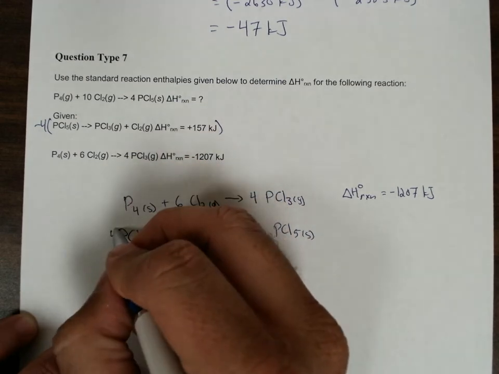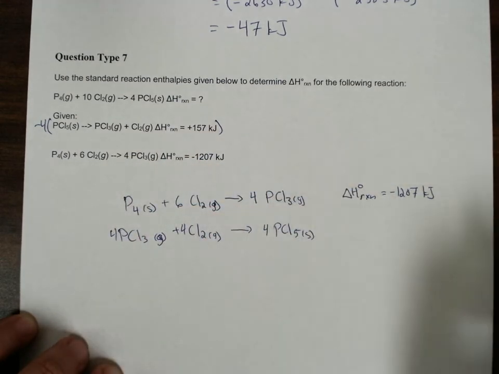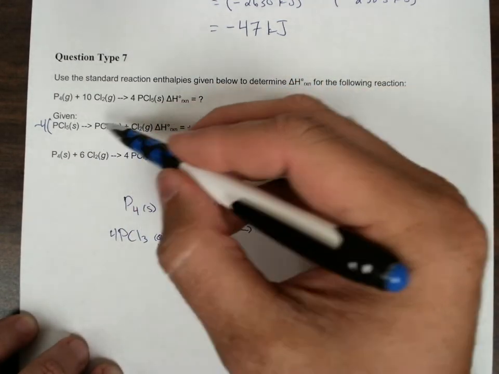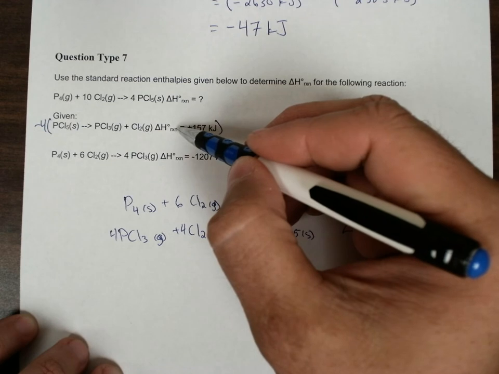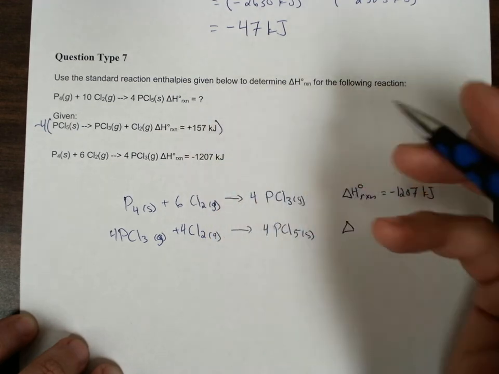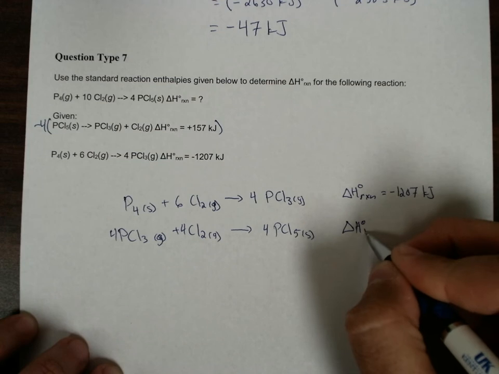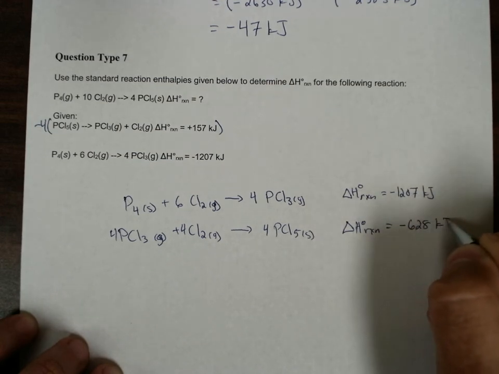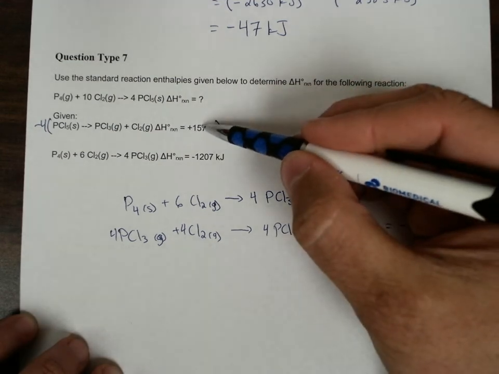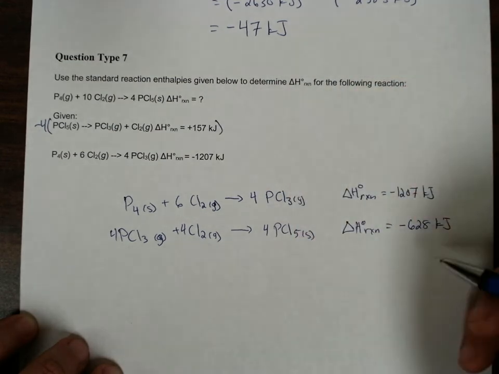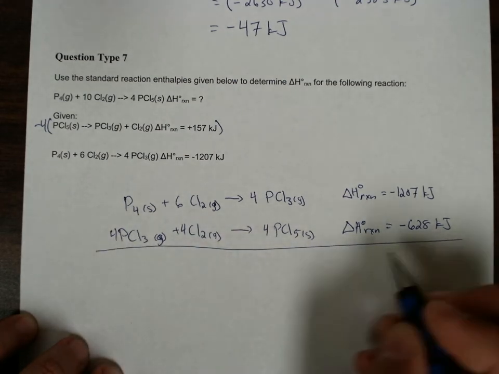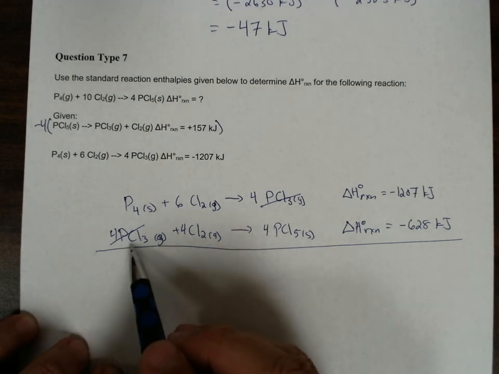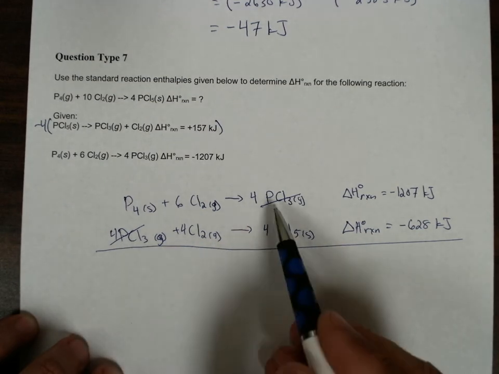Because we're multiplying by 4, I put a coefficient of 4 in front of each one of these. Now, because I multiplied the equation by negative 4, I have to multiply the delta H reaction by negative 4. So now, delta H of reaction is equal to negative 628 kilojoules, because that's what negative 4 times 157 is. Now we can take and add these two together. If I add these two together, we notice that the 4 PCl3s cancel out. They're an intermediate.